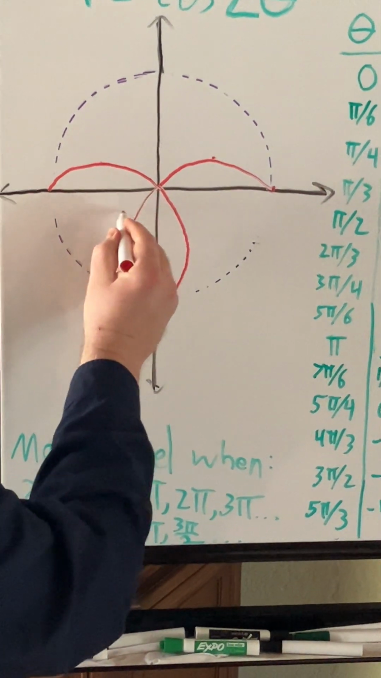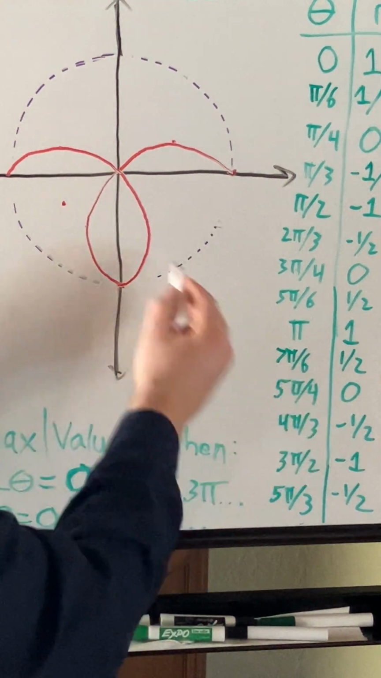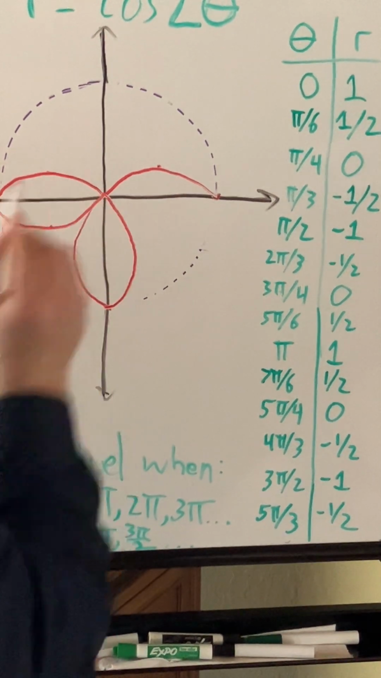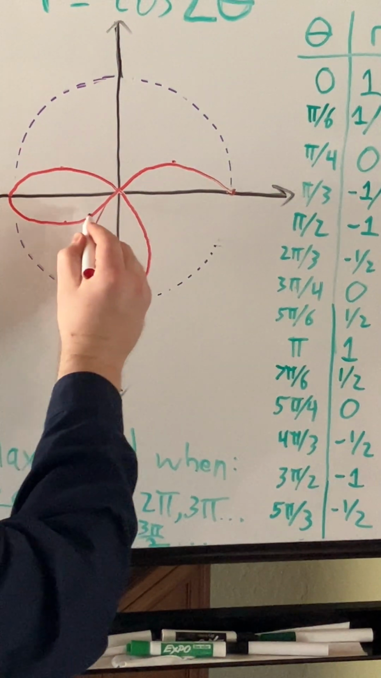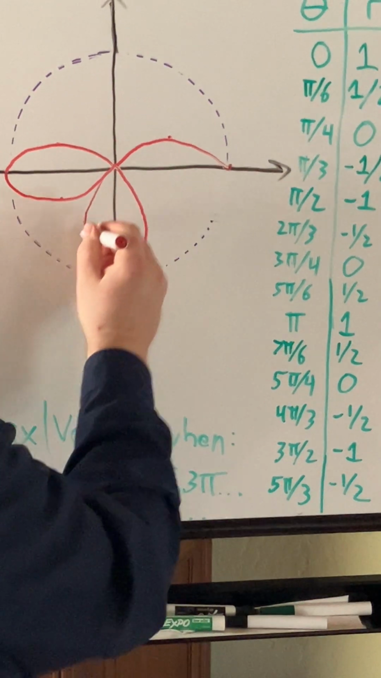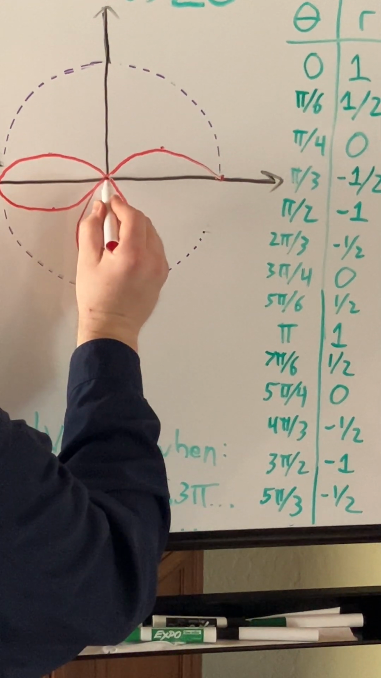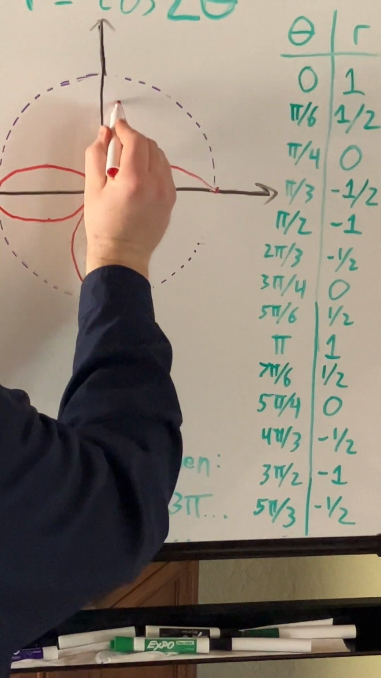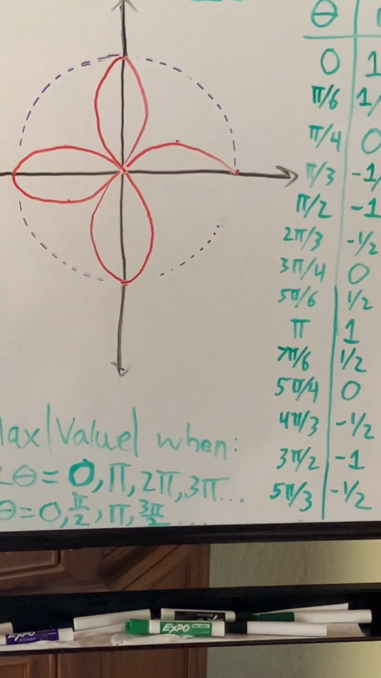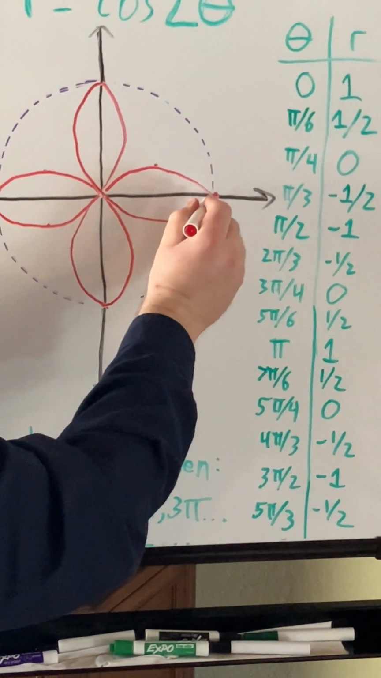At 7 pi over 6, we're at 1/2-ish again. Maybe right there, about. And at 5 pi over 4, we're at 0. So, this goes like that. Boom, right through there. At 4 pi over 3, we're at -1/2. That's up here. So you can see we end up going like this through here, and we're going to end up making this petal. And guess what happens? That comes like this. Boom. And we're almost done. Boom. There's our graph.